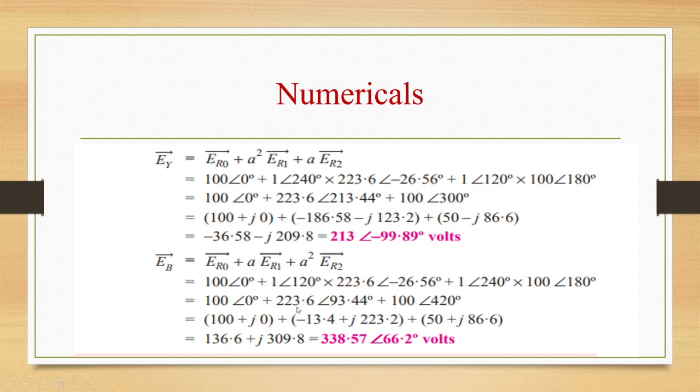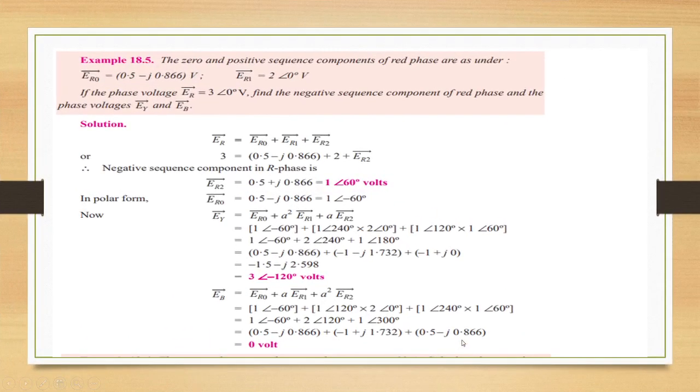So converting these polar forms to rectangular forms and adding them, we are going to get the value of EB in rectangular form as 136.6 plus j309.8, and converting it to polar form, 338.57 angle 66.2 degree volt. Let us see the next numerical.